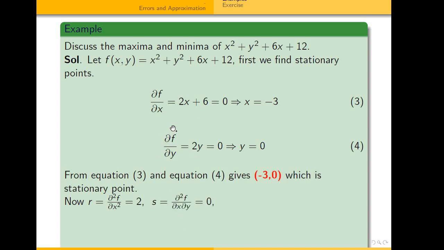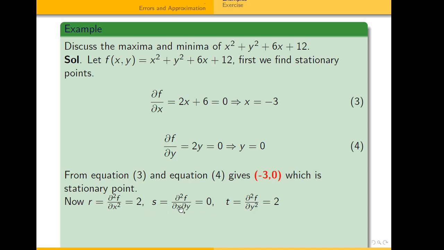Or you can find the partial derivative of this term with respect to x, then we also get the same. It doesn't matter whether you find the partial derivative of this term with respect to y or this term with respect to x. We get the same answer, 0. Now we will find t. T means the double derivative of this function with respect to y. Then the double derivative is 2, so t is equal to 2.